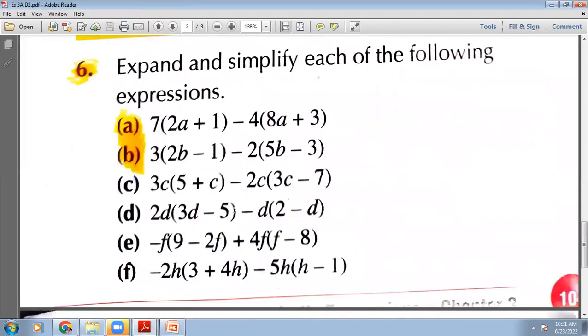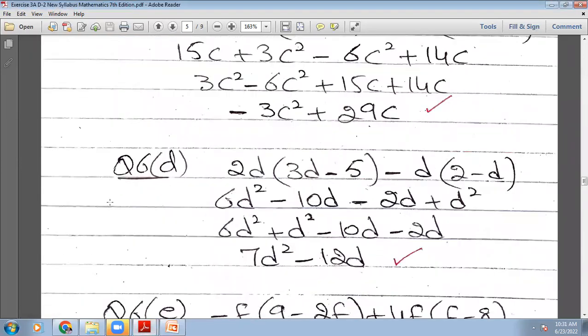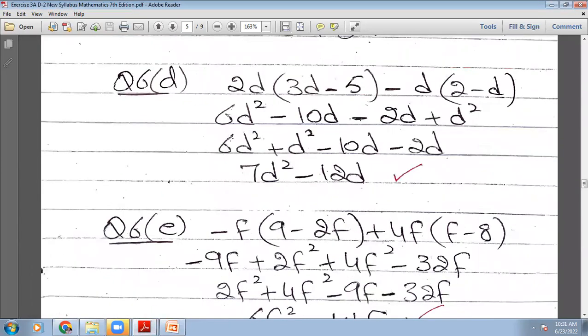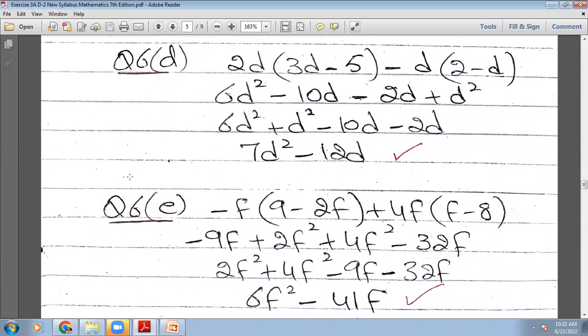Now we are going to the D part. This is the D part. And here we go. So it will be 6d squared minus 10d minus 2d plus d squared. Because of this negative, the signs have changed. You can see that. Now arrange them: 6d squared plus d squared minus 10d minus 2d. So add their coefficients. This is 6 and this is 1. So that will become 7d squared, and minus 10 minus 2 will become minus 12d. Hopefully you understand.